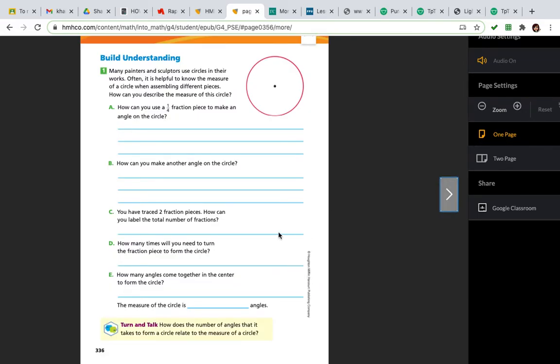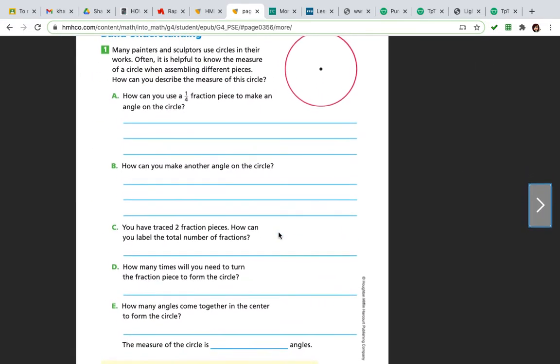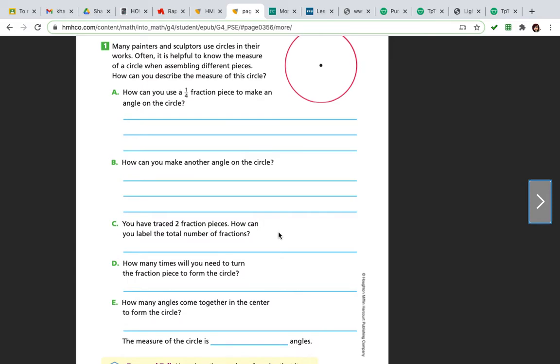On the next page. So with this activity right here, we would have used fraction pieces, but since we don't have those, we're going to draw. So we're going to reword some of the information on this page. It says, many painters and sculptors use circles in their works. Often it is helpful to know the measure of a circle when assembling different pieces. How can you describe the measure of this circle?